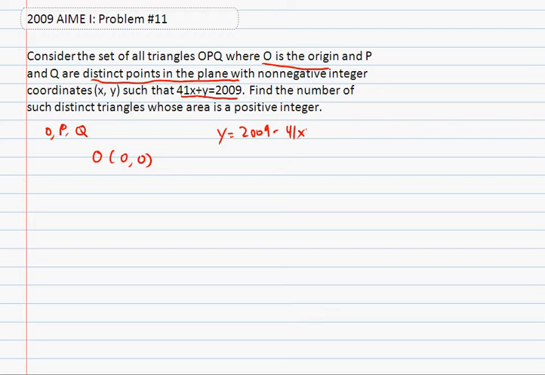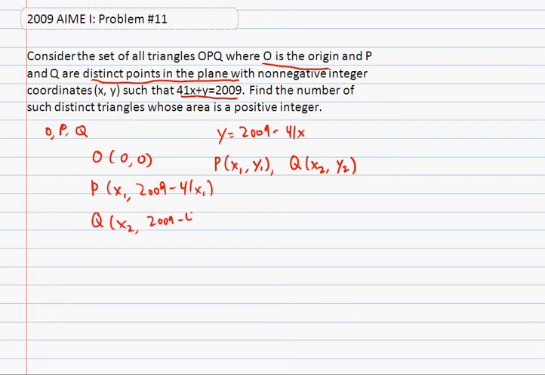And then basically, if we let P be equal to (x1, y1), and Q be equal to (x2, y2), in order to uniquely identify these points, we can write all the y terms in terms of the x terms. And by doing so, we get P equal to (x1, 2009 minus 41x1) and point Q as (x2, 2009 minus 41x2). So now we have to find the number of such distinct triangles whose area is a positive integer.